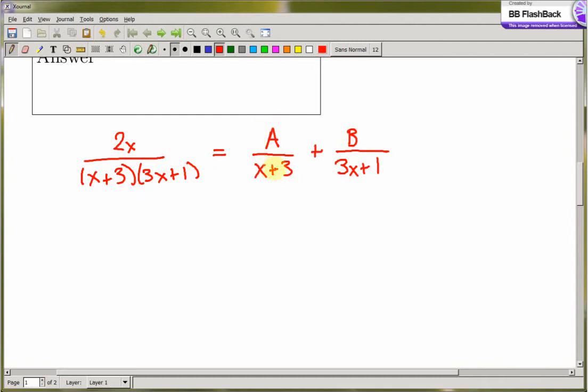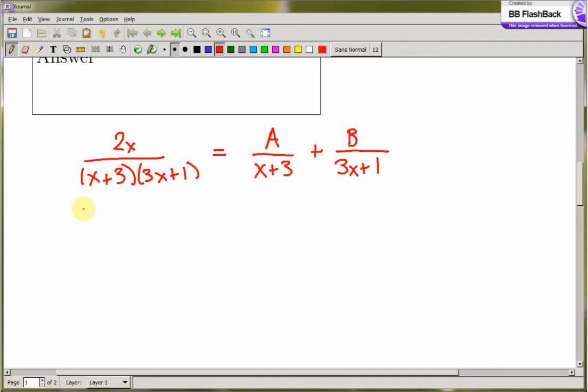We'll see when we get back to the integration stage that this makes the problem easy. You can almost do these immediately in your head, right? What's the antiderivative of this? It's natural log of x plus 3, and this is 1/3 natural log of 3x plus 1. So all we have to do is find these mysterious numbers a and b, and partial fractions guarantees us that there are numbers like that, and this is how you find them.